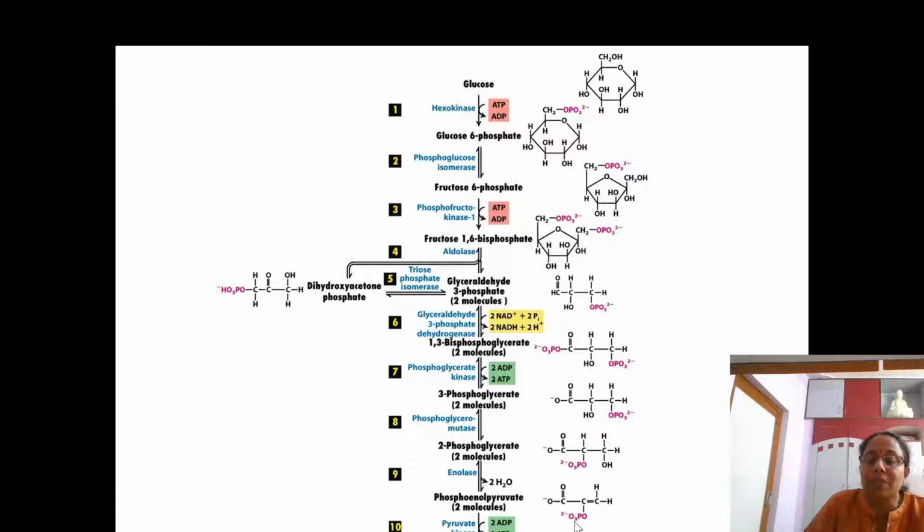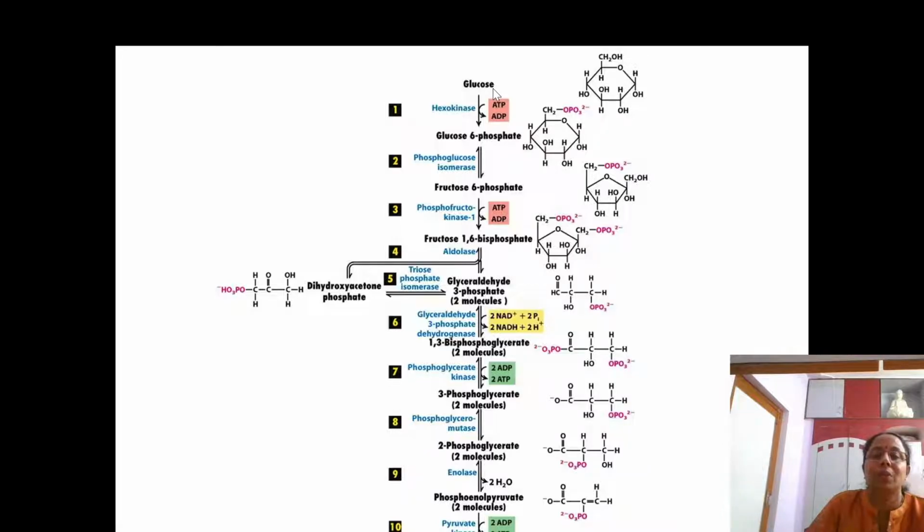See, this phosphate group is transferred to ADP and in turn 2 molecules of ATP are synthesized. So this is also an ATP generation step. So in this step, phosphoenol pyruvate is converted into pyruvate.